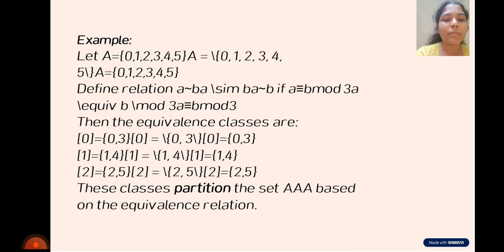The example: let A be equal to 0, 1, 2, 3, 4, 5. Define the relation a is similar to b if a is equal to b mod 3. Then the equivalence classes are {0, 3}, {1, 4}, and {2, 5}. These classes partition the set A based on the equivalence relation.